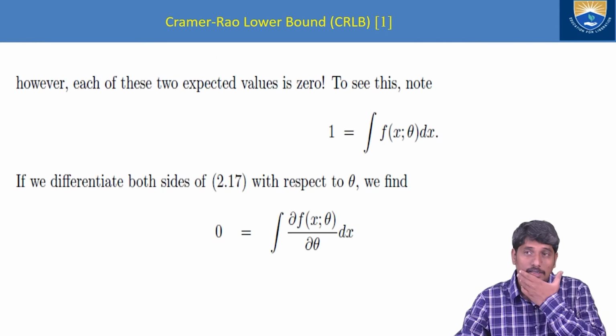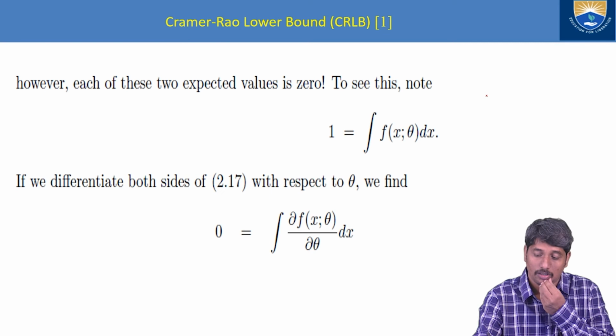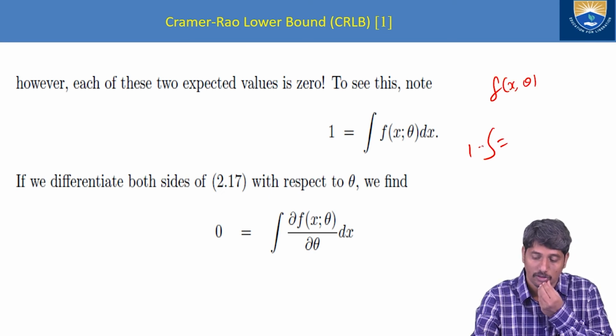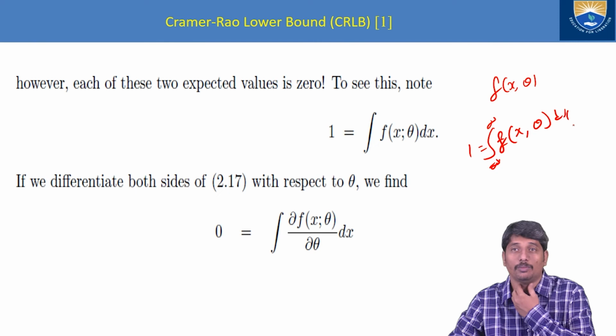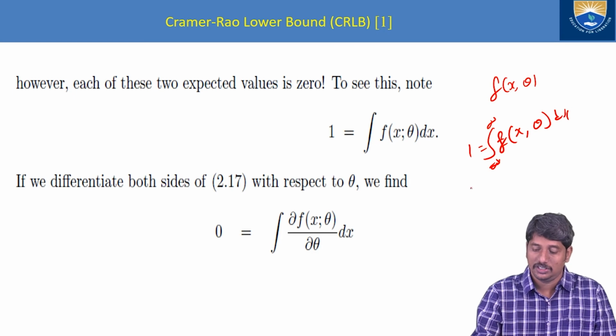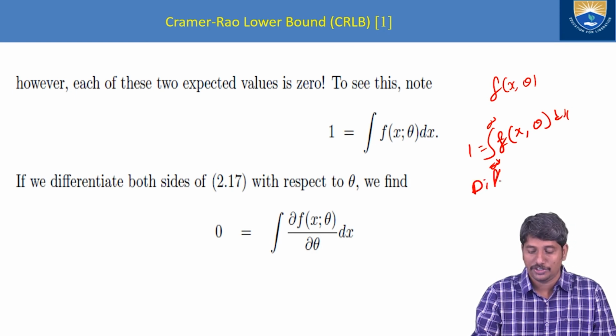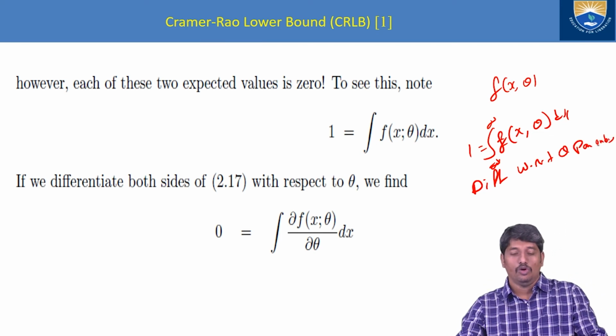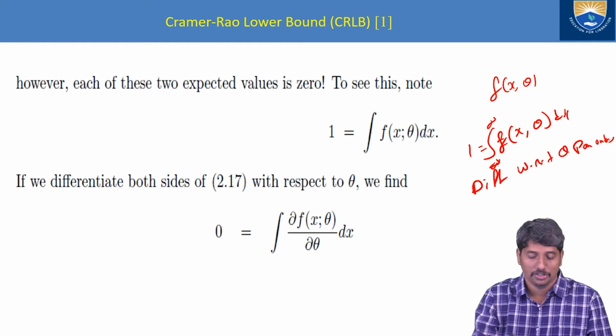Now for that, let us just recap this thing. If f(x, θ) is a density function, then 1 is equal to the integral from minus infinity to infinity of f(x, θ) dx. That we know, the sum of all probabilities under a density function is always 1. Now just differentiate this partially with respect to theta on both sides.